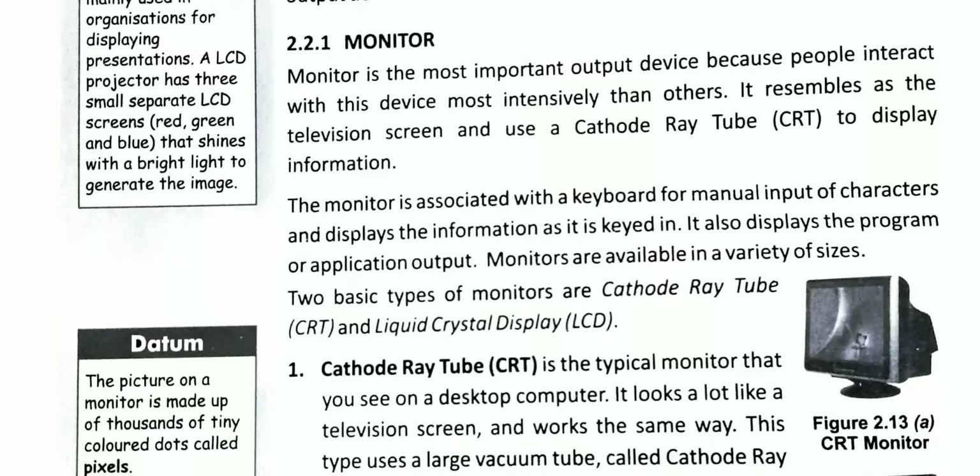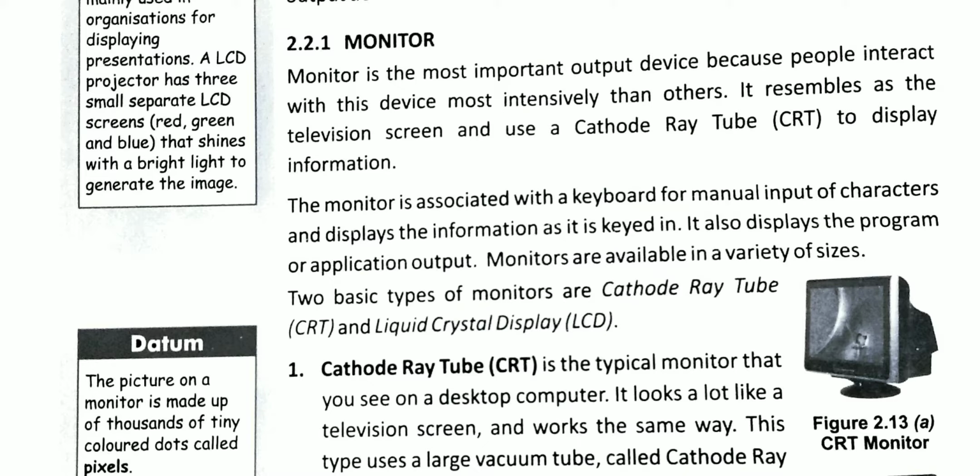A few devices are there. The first one is the monitor. The monitor is used to flash or display the output. We are already familiar with the monitor. The monitor is the most important output device because people interact with it most intensively compared to others. It resembles a television screen and uses a cathode ray tube to display the information. So this is the technology of how to make a monitor. Earlier, monitors used CRT, that is cathode ray tube.